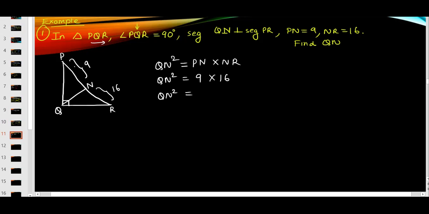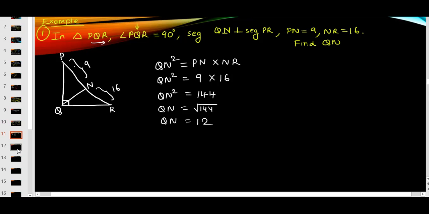Okay, so 16 multiplied by 9 is 144. QN square is 144. QN will be the square root of 144, that is 12. Here they have not given any centimeter, millimeter or meter. The units are not given, so we will just write the number as it is. A very simple formula is used and we can find the perpendicular length of this type of right angle triangle.